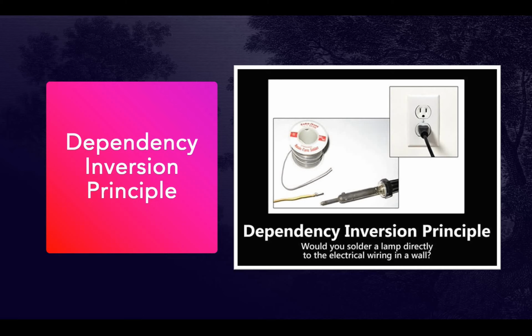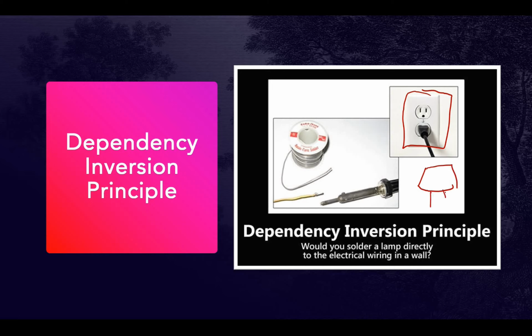The dependency inversion principle. Would you solder a lamp directly to the electrical wiring in a wall? No, you wouldn't do that because that is dangerous and that is a fire hazard. What you should do instead is that you should interact with the socket. This lamp, for example, let's say you have a lamp here. Oops, that's not how you draw a lamp. How do you draw a lamp?